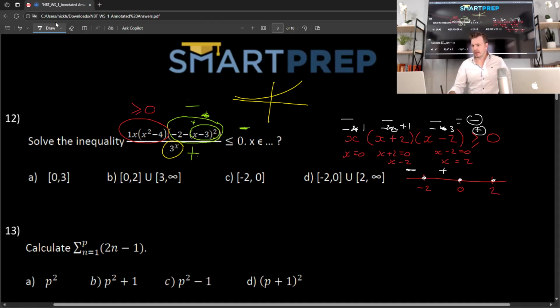Okay, and then from 0 to 2, we can try 1, right? So if we replace it with a 1, we just get a 1. 1 plus 2 is 3, and 1 minus 2 is -1. Okay.